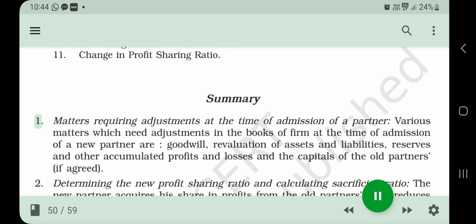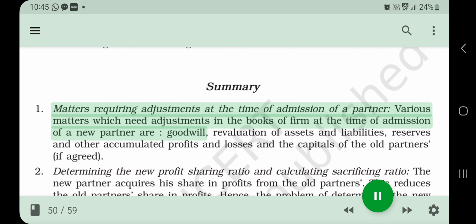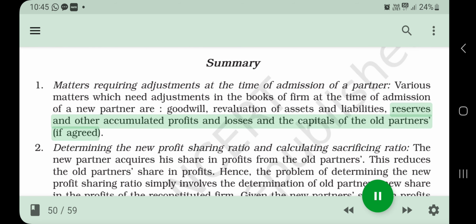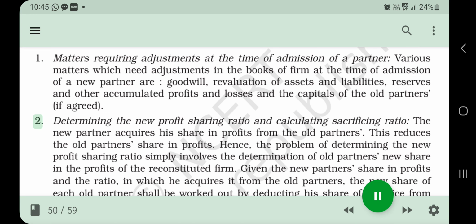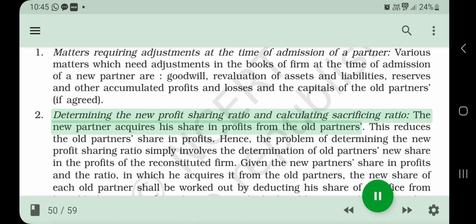Summary. 1. Matters requiring adjustments at the time of admission of a partner. Various matters which need adjustments in the books of firm at the time of admission of a new partner are goodwill, revaluation of assets and liabilities, reserves and other accumulated profits and losses, and the capitals of the old partners, if agreed. 2. Determining the new profit sharing ratio and calculating sacrificing ratio.